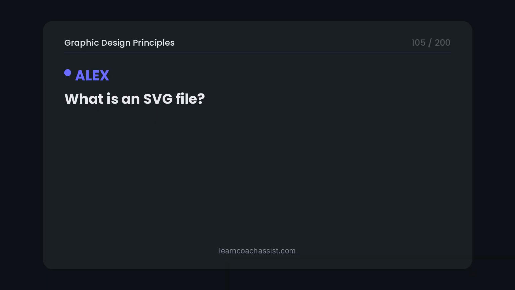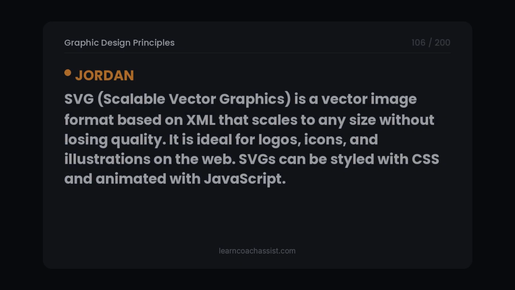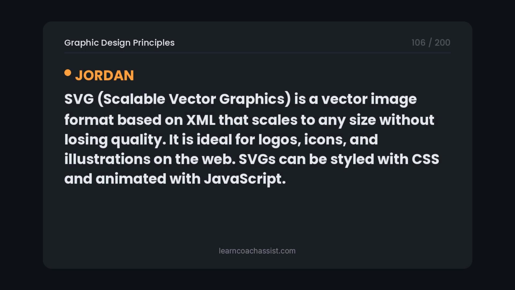What is an SVG file? SVG, Scalable Vector Graphics, is a vector image format based on XML that scales to any size without losing quality. It is ideal for logos, icons, and illustrations on the web. SVGs can be styled with CSS and animated with JavaScript.